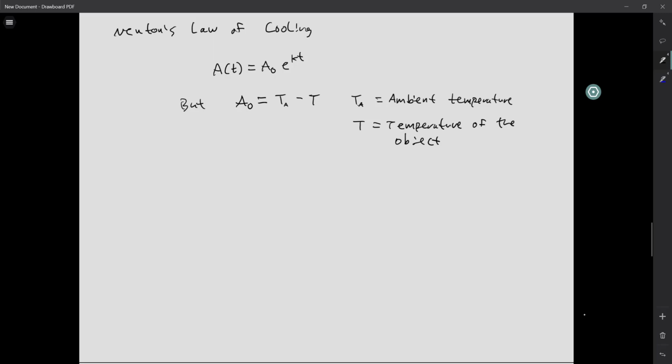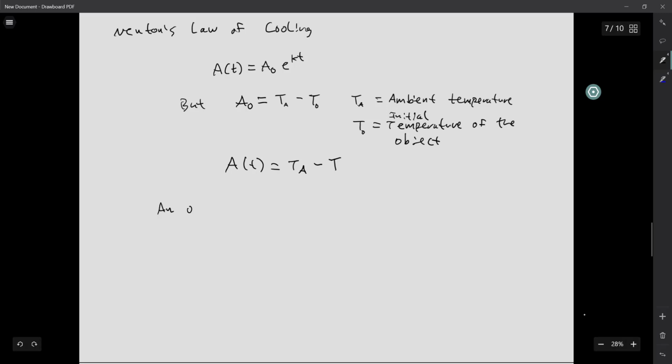I should have put a 0 here and a 0 here, and this is the initial. Capital T is still going to be our variable. So A of t is equal to TA minus T. Now, the assumption is that the ambient temperature doesn't change. It's constant, or it's a large enough body of heat that the temperature of the object does not affect the system. So let's set this up.